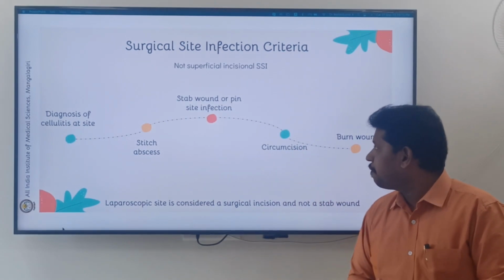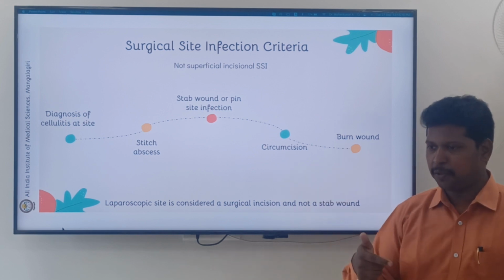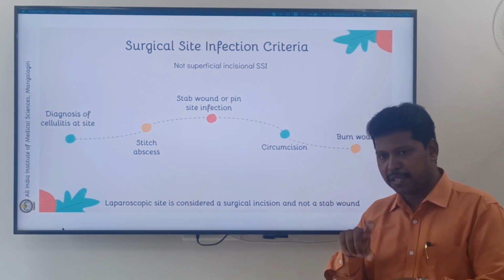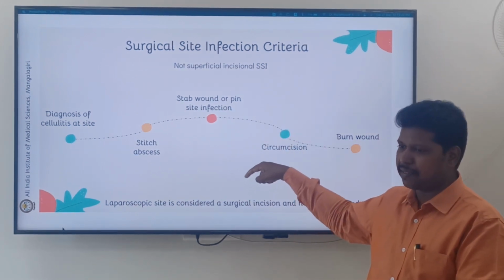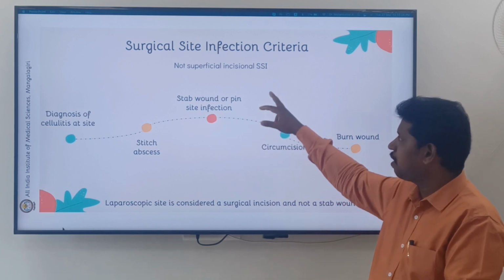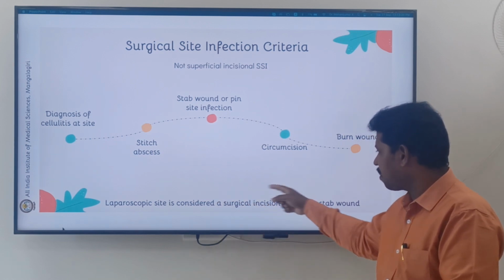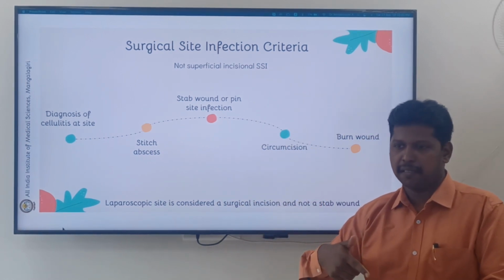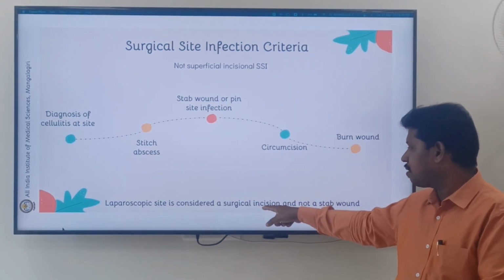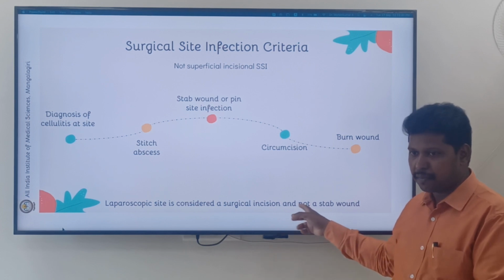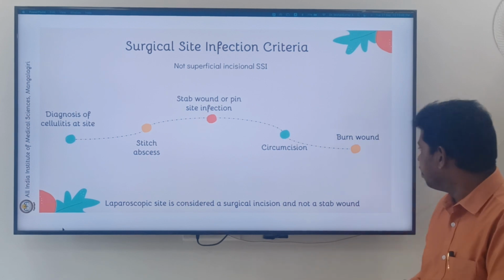Stab wound or pin site infection. A stab wound is not an incisional wound. It is a stab wound and pin site. After the operation they use a stapler pin to staple it. There is no incision at that place. So all these things will not be considered as a superficial incisional SSI. Whereas for a laparoscopic site, even though a stab is made, that is purposefully made in the operation theatre, that will be considered a surgical incision and not a stab wound. So for a laparoscopic site, the port entry will be considered a surgical incision.